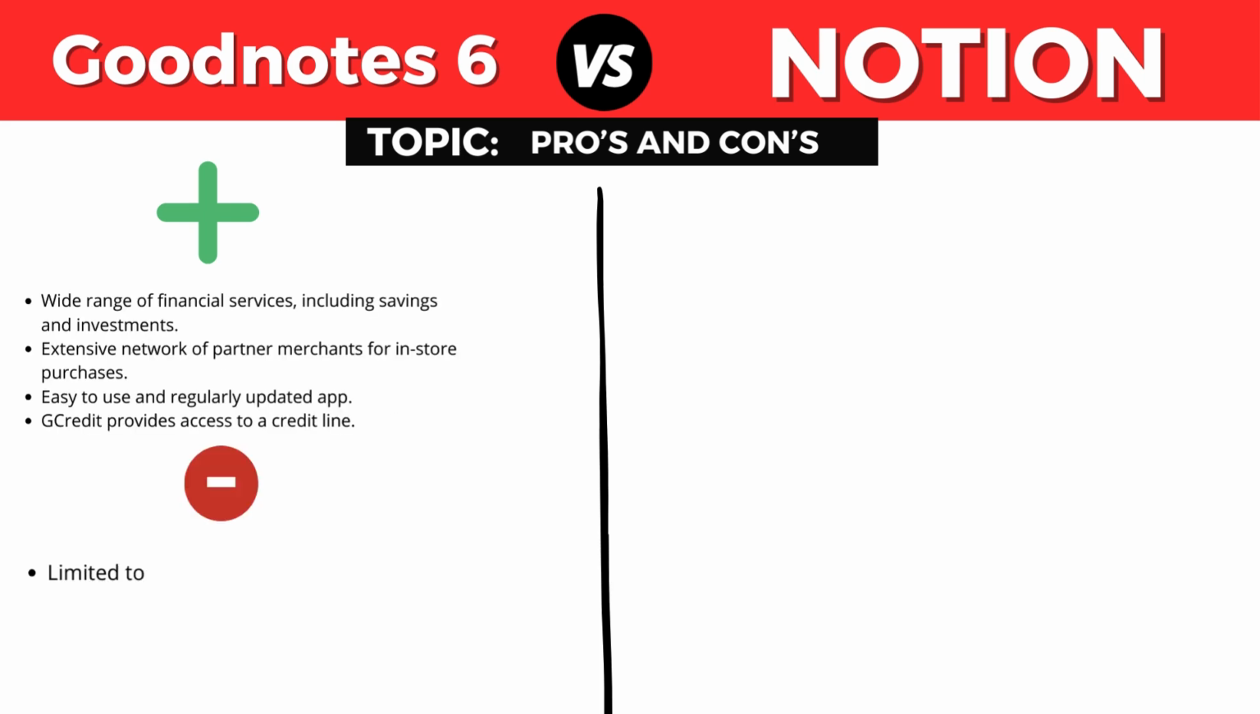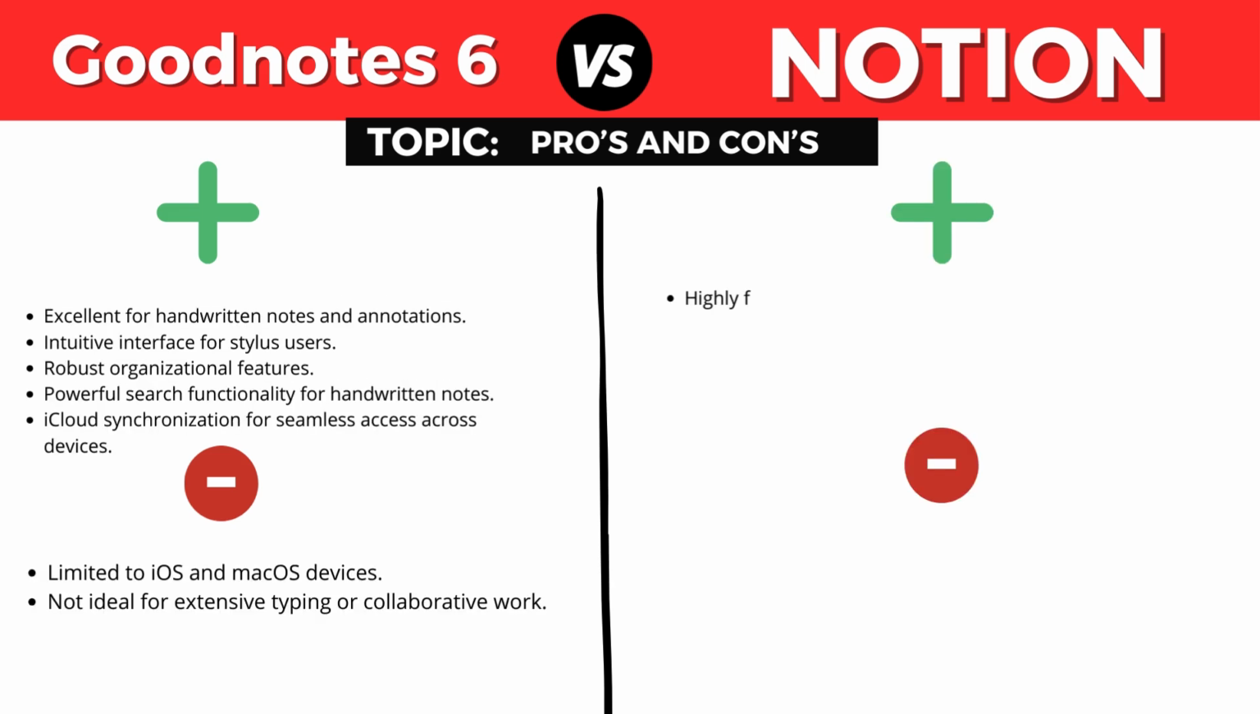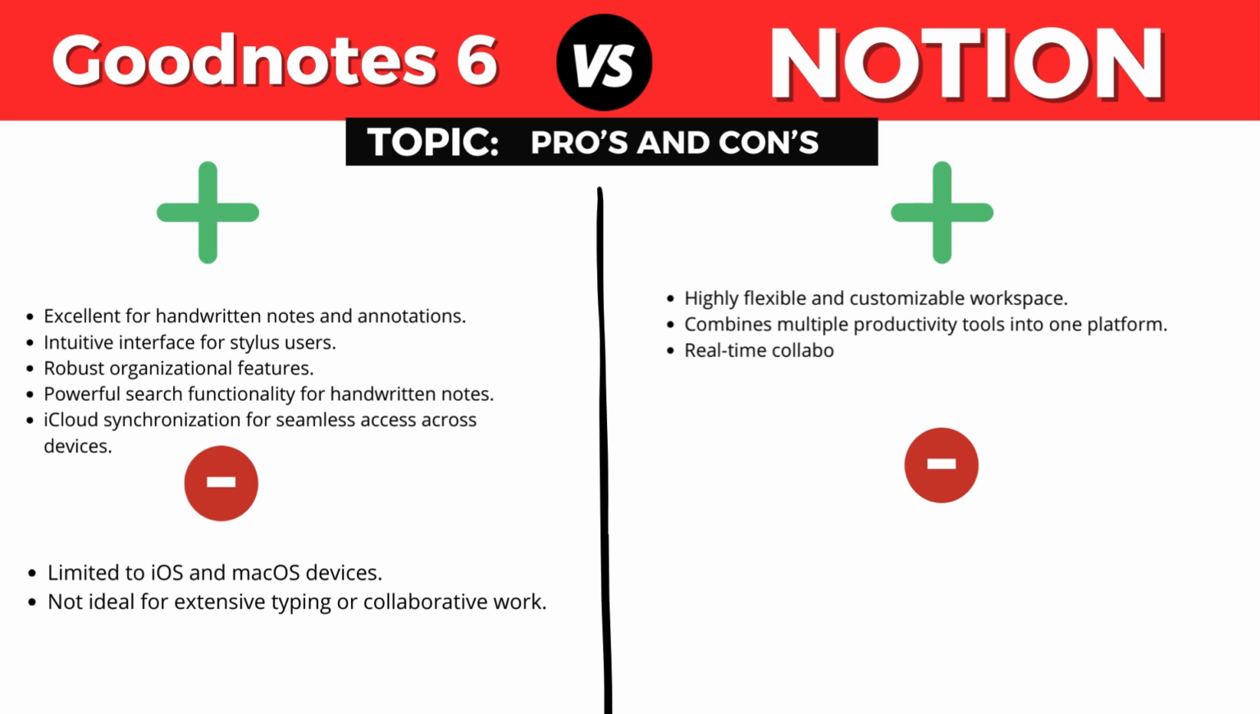But it also has some cons. It is limited to iOS and macOS devices, and not ideal for extensive typing or collaborative work. And of course, the Notion pros: you have a highly flexible and customizable workspace. It combines multiple productivity tools in one platform, with real-time collaboration features, an extensive template library, and cross-platform availability.